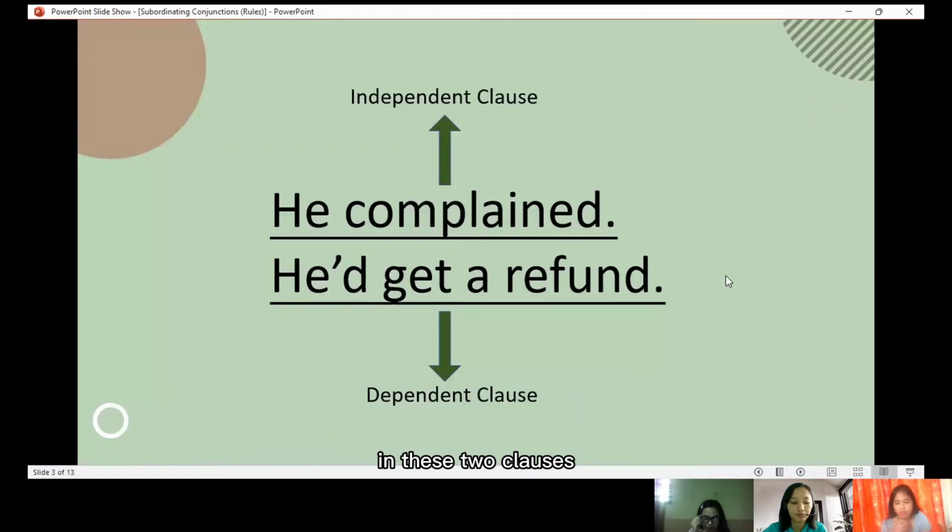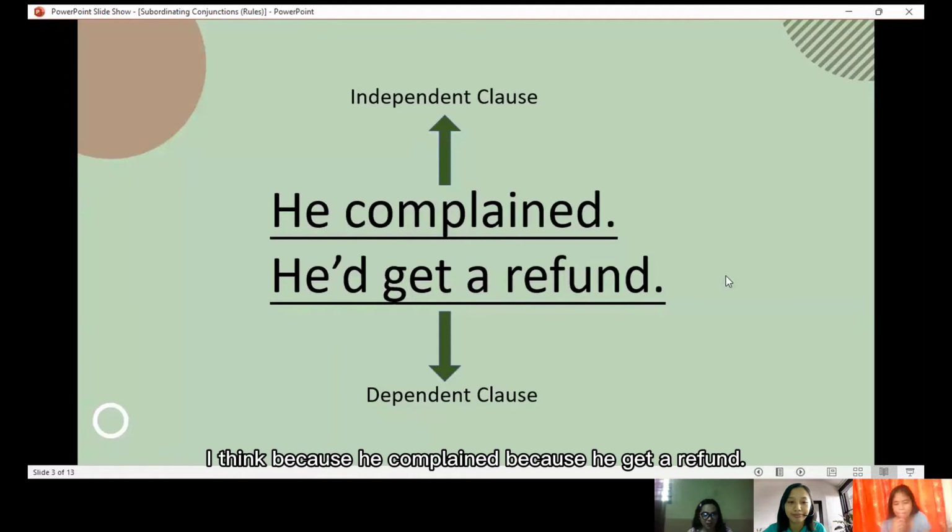In these two clauses, what will you add to make it a sentence? Any guess? From Lois. Just a guess. I think because, ma'am. He complained because he'd get a refund. It's possible. How about you, Rian?